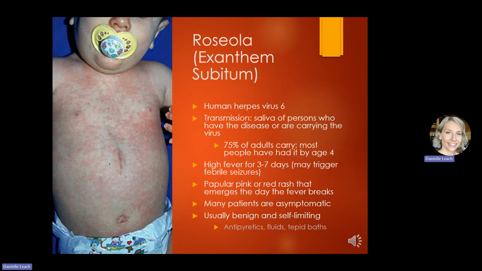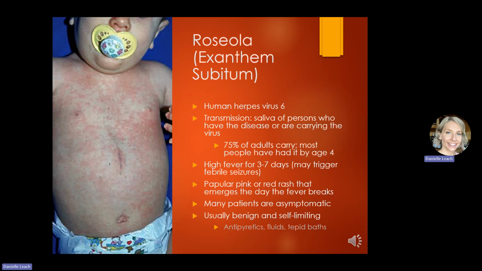Roseola is caused by human herpes virus type 6. It's transmitted through the saliva of persons who actively have the disease or who are carrying the virus who have had it before. So this disease is extremely common. 75% of adults are carrying it. Most people have had it by the time they are 4 years old.